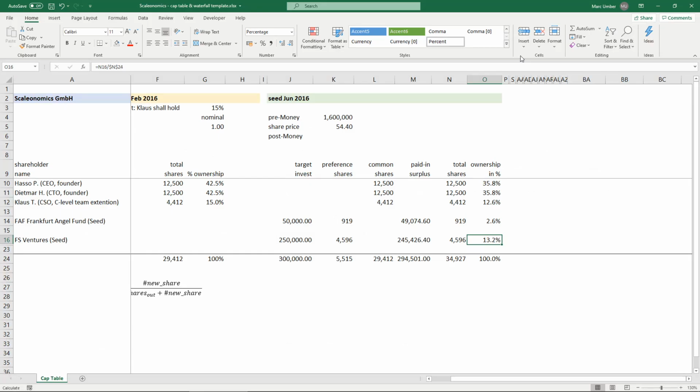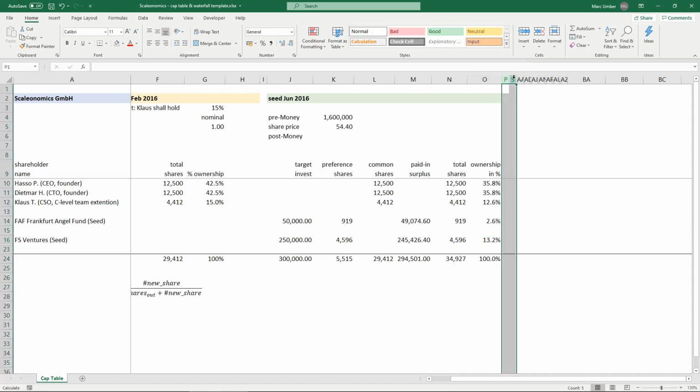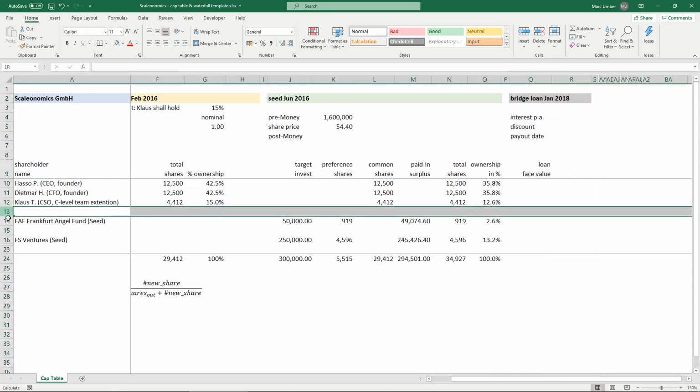Now let's take a look at how these two steps in the future funding of Scalenomics will look in our cap table. Gonna expand.